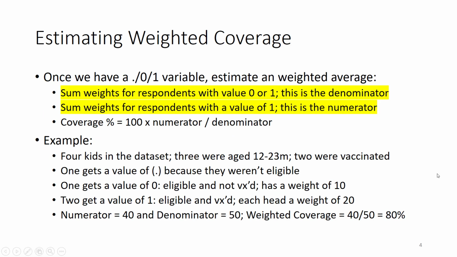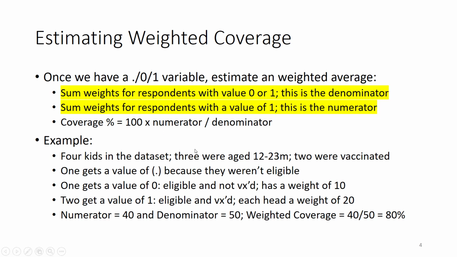Now let's talk about a weighted indicator. There's just a very small difference in how to calculate the weighted indicator. Rather than counting the kids, rather than summing up the number of kids, we're going to sum up the weight for each respondent. So the denominator is the sum of the weights for all the respondents that have values of 0 or 1, and the numerator is the sum of the weights for the respondents with a value of 1. And then coverage is calculated the same way. It's 100 times the numerator over the denominator.